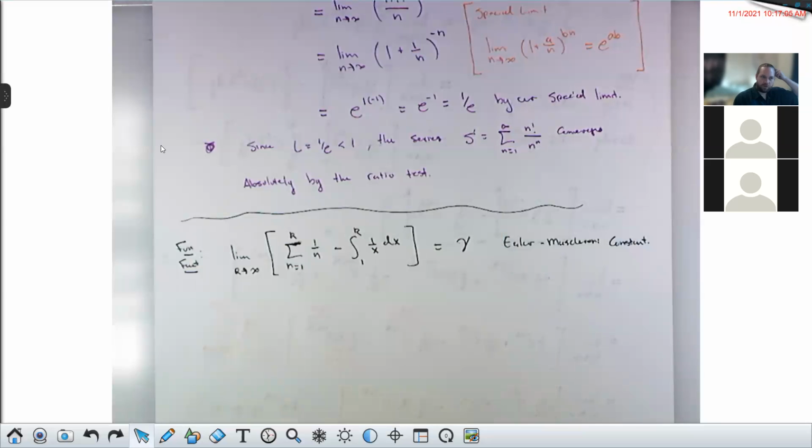Okay, so we do have another question in chat now. Can we explain when to use the direct comparison test versus the limit comparison test?